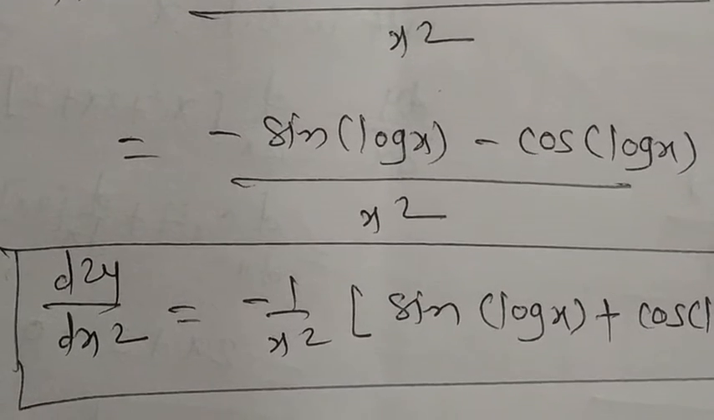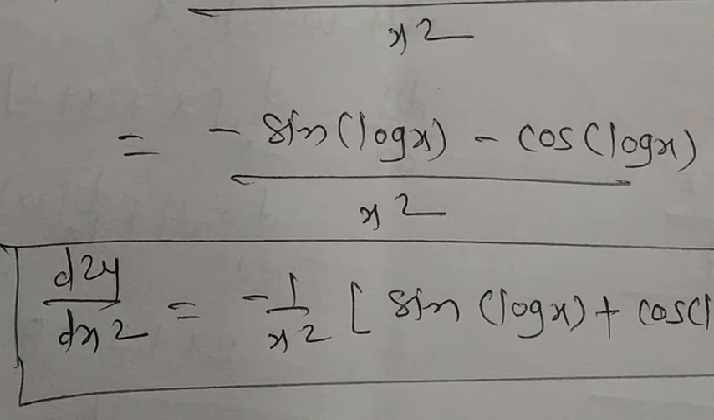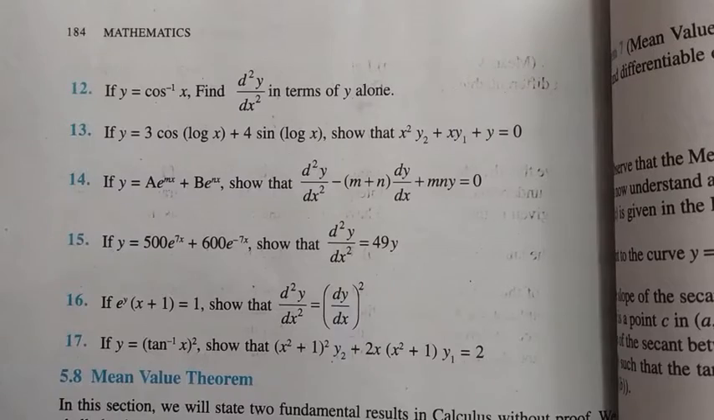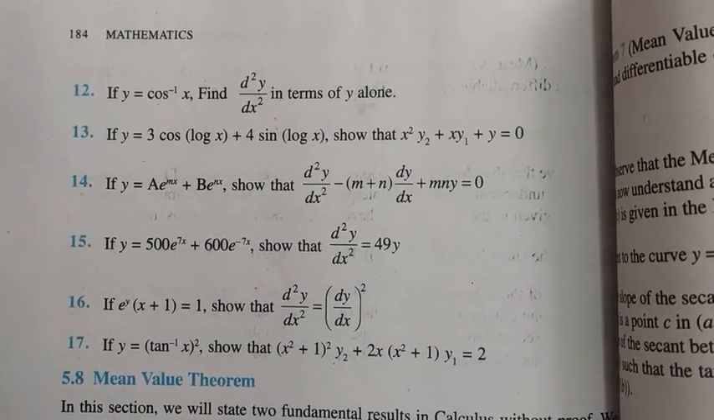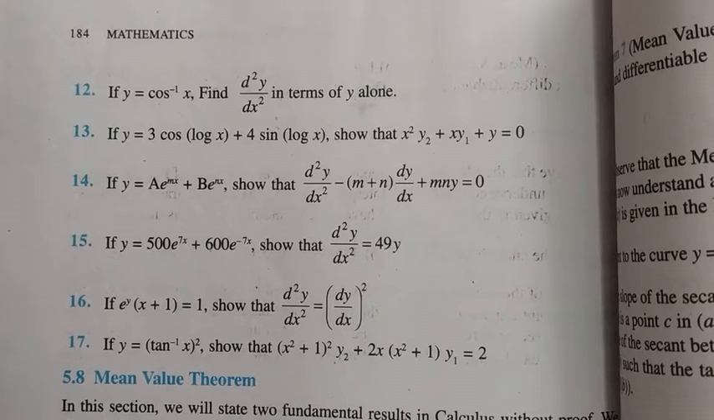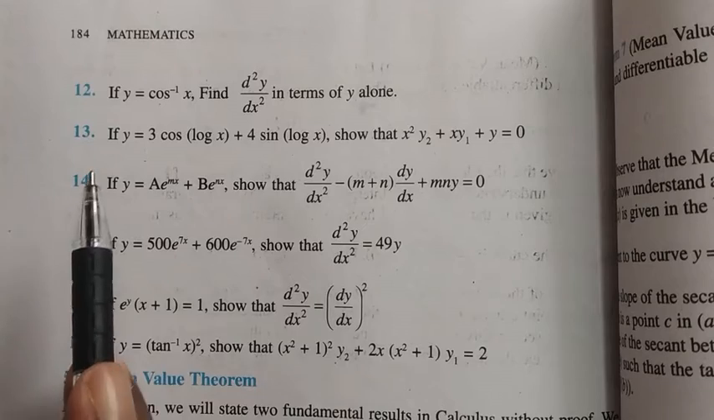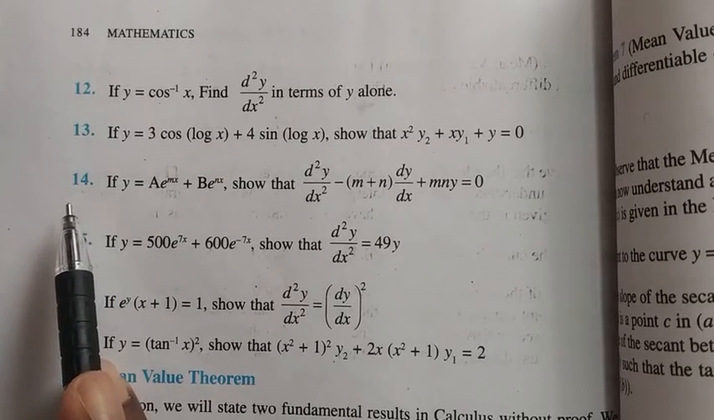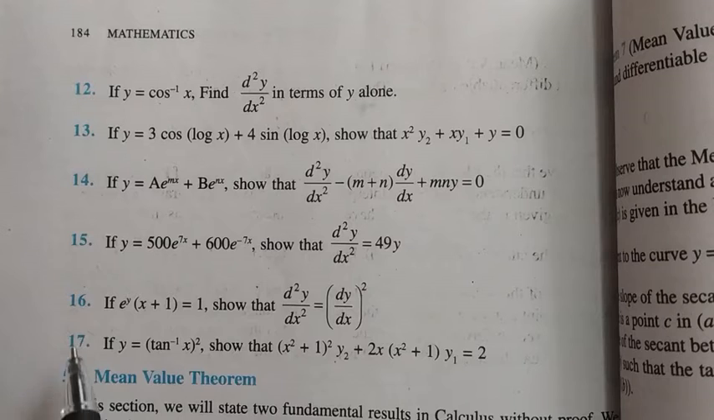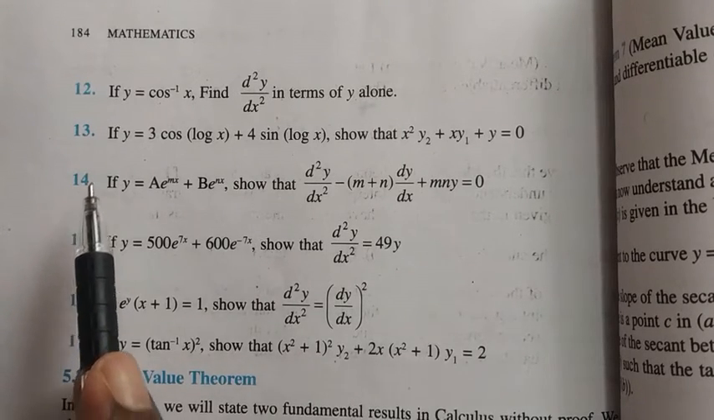In that exercise 5.7, the most important examples for the board are from 11 to 17. These examples are asked many times in the board exam. So we will take some examples, one or two from these. When I see examples 13, 14 or 16, these are asked many times in the board. So we will take example 13.